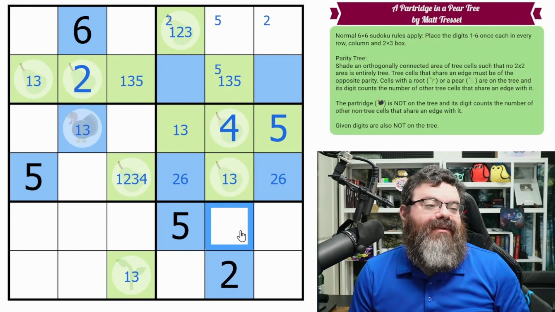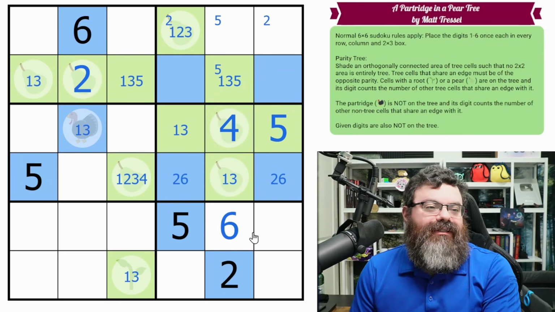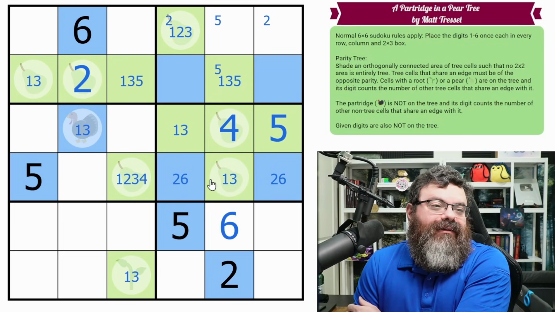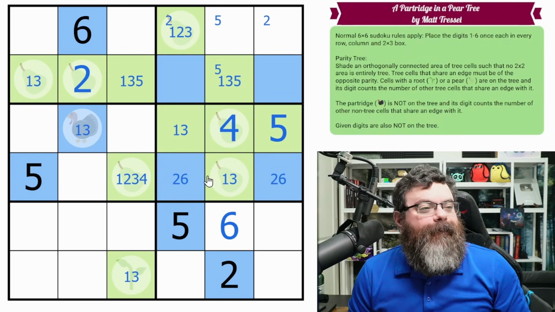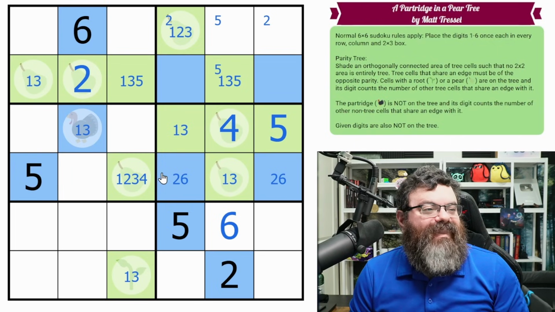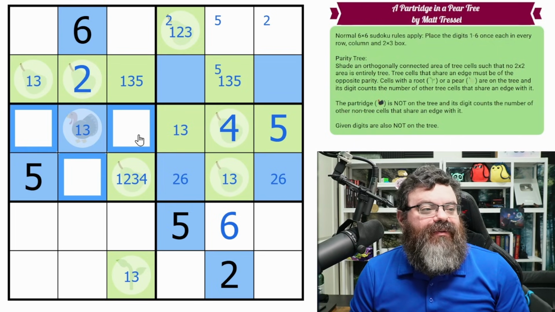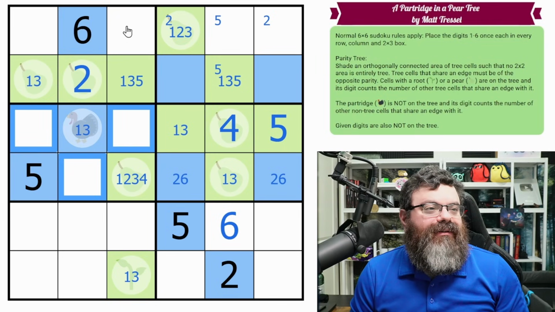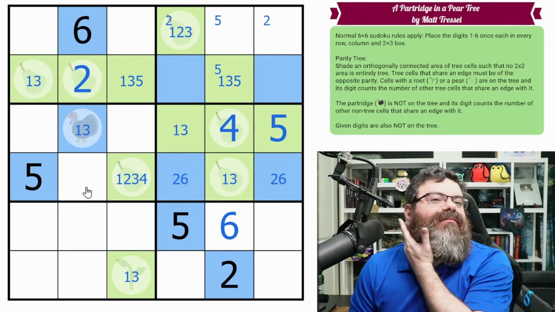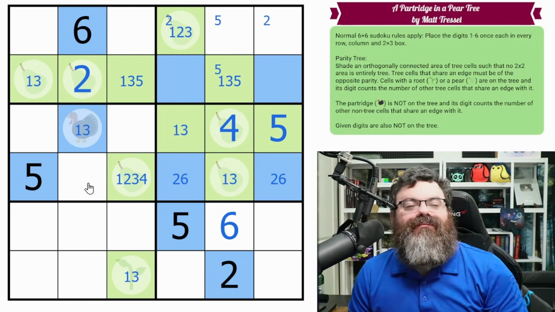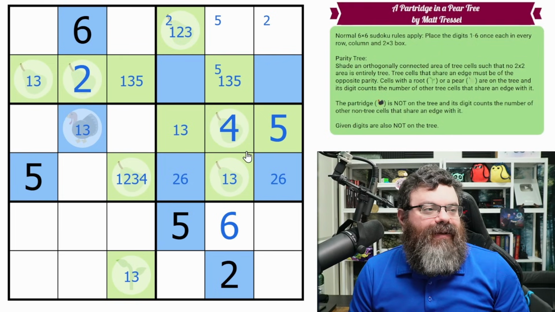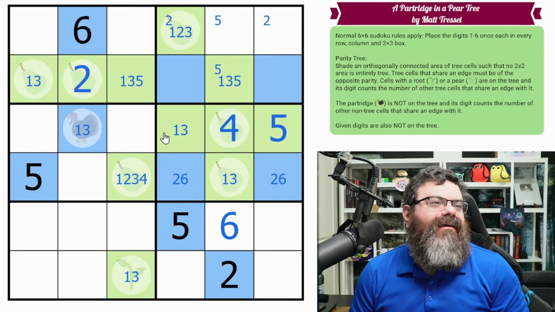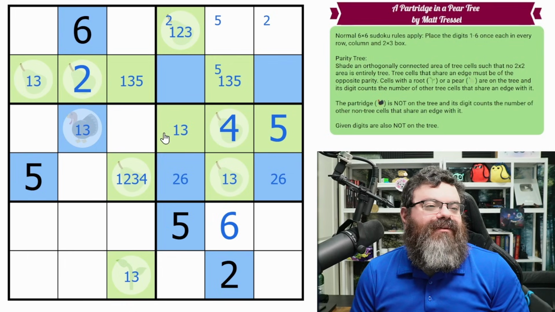6 in this column is actually limited to right here. That's interesting. Okay. If this was a 3, these would all be blue. And then this would connect up through here. I'm not sure that's an issue. There's nothing about blue not being a 2x2. So that's okay. Are there any other places where green wants to be a 2x2? I'm not seeing it.